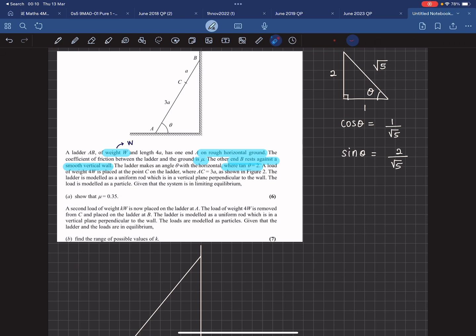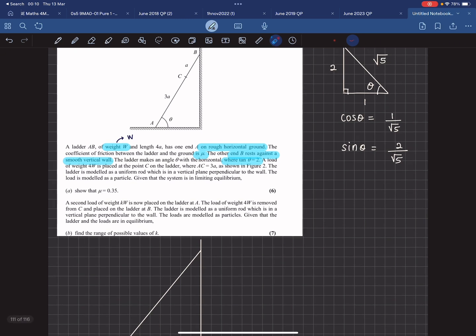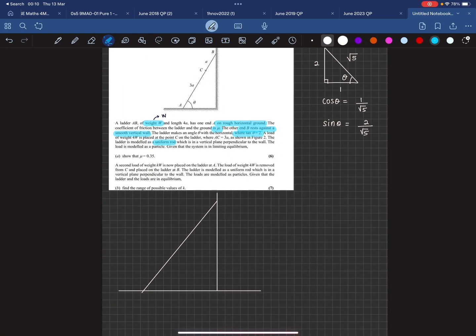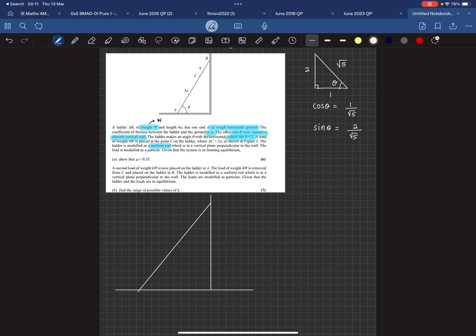The ladder makes an angle theta with the horizontal where tan theta is 2. A load of weight 4W, again it's weight, not mass, is placed at point C on the ladder where AC is 3a. So they've given that, and you can see from the diagram at C, a mass is kept, 4W. The ladder is modeled as uniform. The word uniform is really important that you understand that.